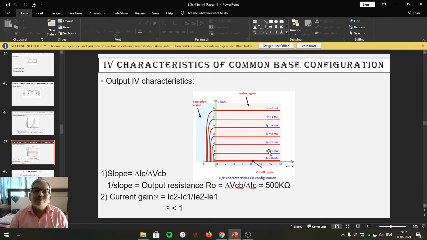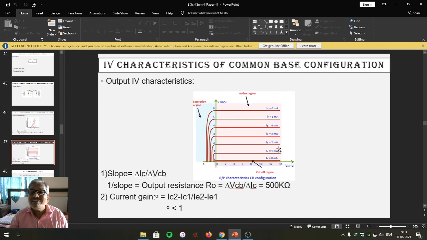Friends, here also working of BJT is divided into three regions. One is the region below IE equal to 0 milliampere, means this region below this curve. It is called as cutoff region. When transistor is made to work in the cutoff region, naturally both the junctions are reverse biased and it doesn't conduct the current.